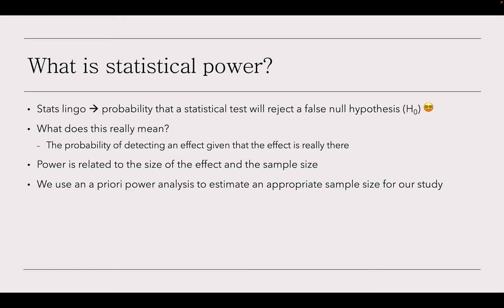We use a priori power analysis to estimate an appropriate sample size for our studies. So a priori means before we have done anything related to our study, prior to data collection. So before anything has started. And if the sample size is too small, we may not detect an effect. All right, so this is the issue with sample size.